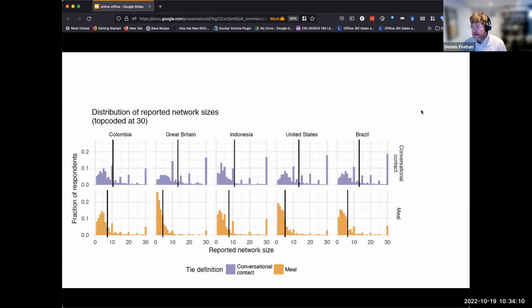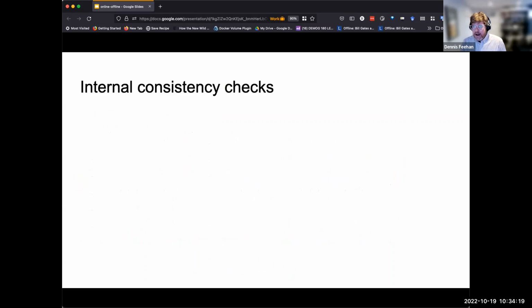So that was the kind of scale of network size here, about what we'd expect from the previous work on this specific tie. Okay, so now I'm going to take a little detour and talk about what I call internal consistency checks.